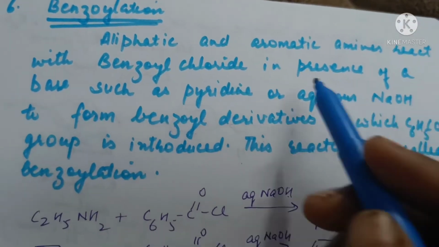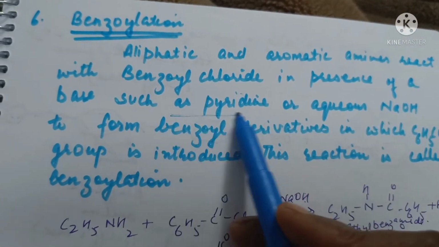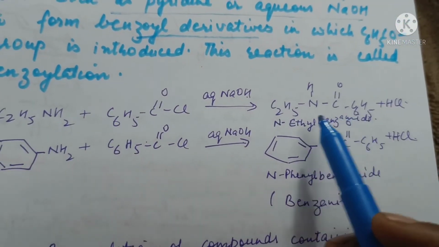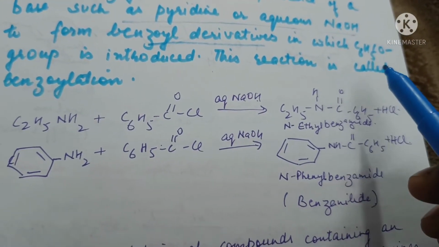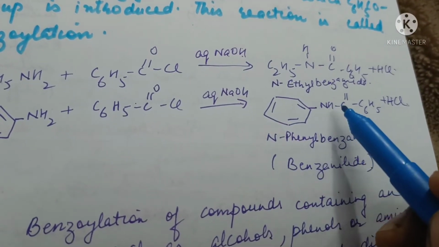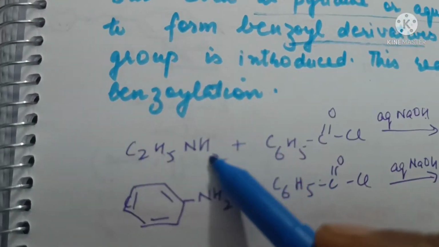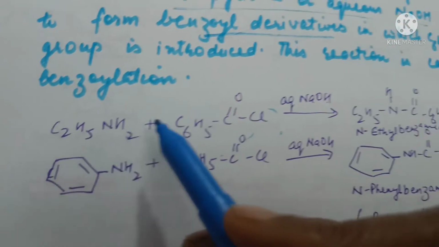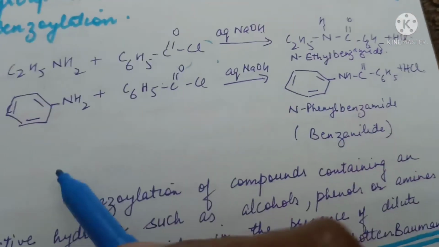Benzoylation. Aliphatic and aromatic amines react with benzoyl chloride in the presence of a base such as pyridine or aqueous NaOH to form benzoyl derivatives, and this C6H5CO group is introduced to the amine group. So this reaction is called benzoylation. H and Cl combine to form HCl, and COC6H5 gets attached to the NH to form N-ethyl benzamide.